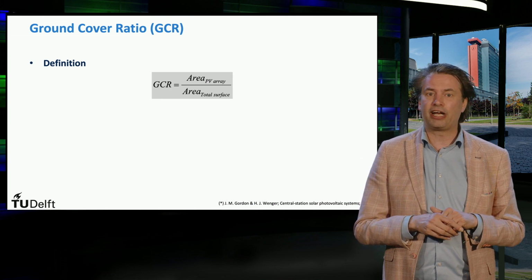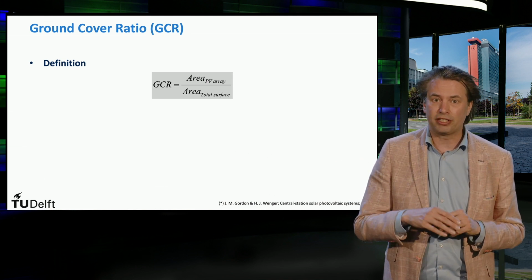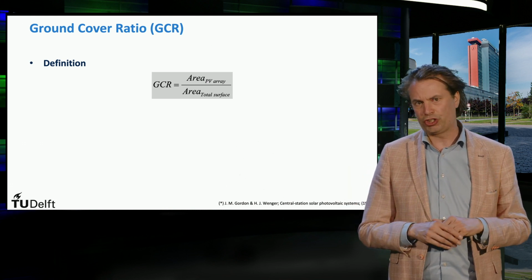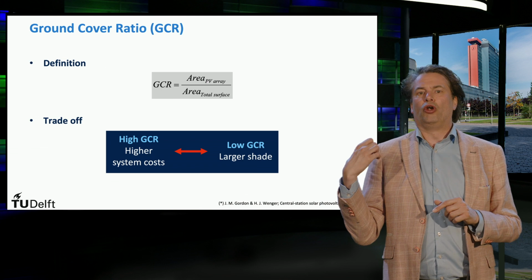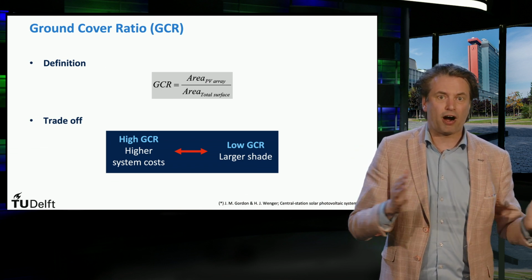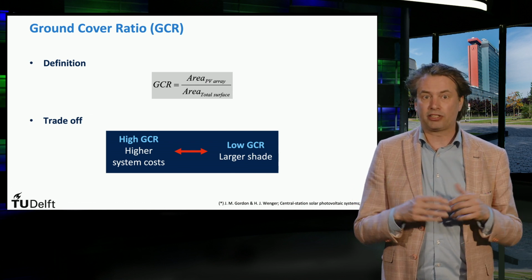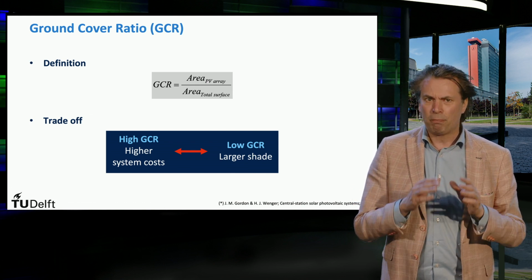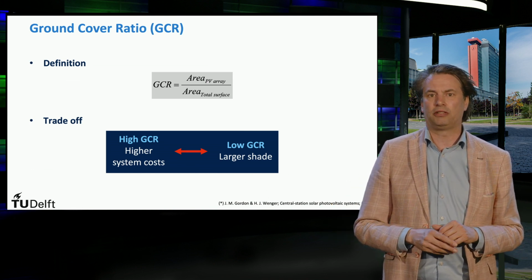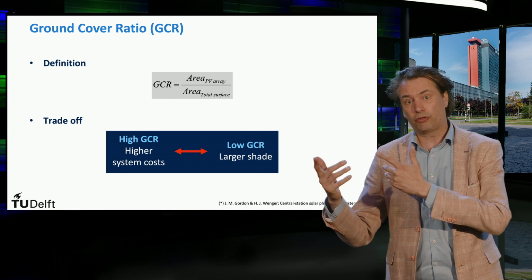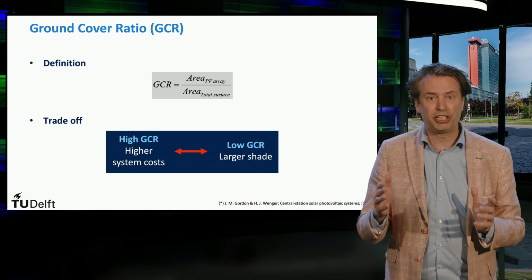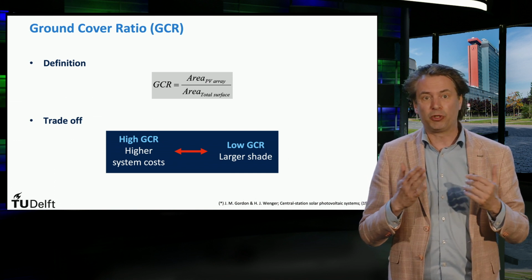GCR is strictly related to the tilt angle because an increase in tilt requires row spacing to increase to avoid inter-row shading. So lower ground cover ratio values will keep modules spaced far apart, which maximizes their individual energy yield, but will result in a smaller installed system capacity. On the other hand, higher ground cover ratio values will increase the system size, but will also reduce the energy yield from higher mutual shading.